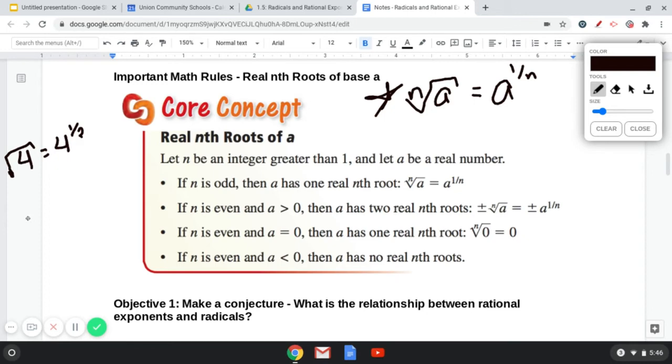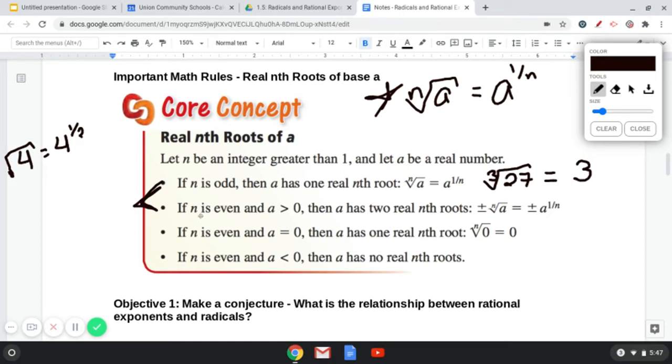Okay, now, these two are key here. If n is odd, so if it's 1, 3, 5, 7, 9, that means a has one real nth root. So for example, let's do the cube root of 27. This means, what cubed is 27? This is 3, and you get 1 root, 3. This can't be negative 3, it can only be 3.